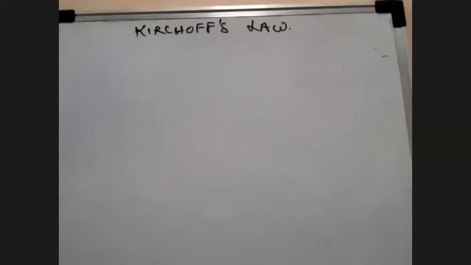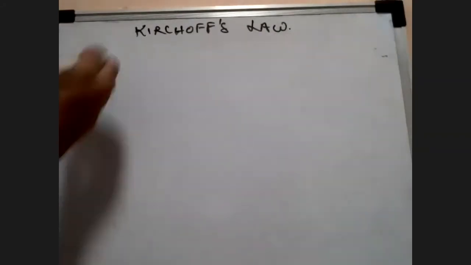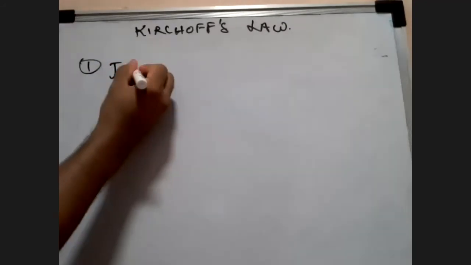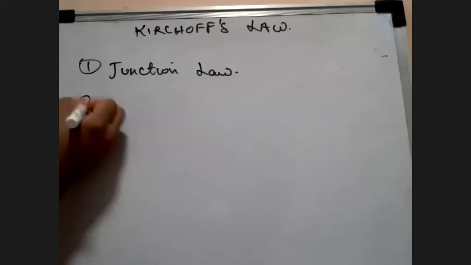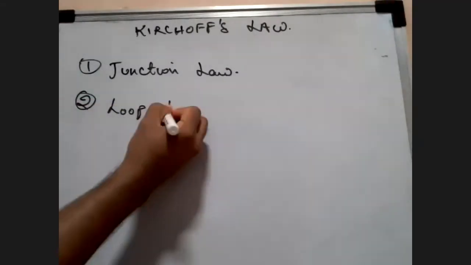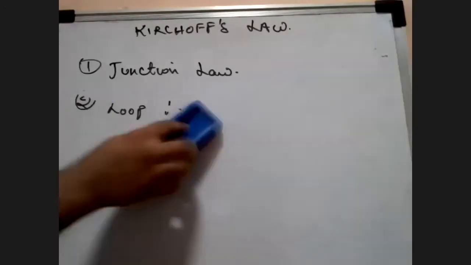We'll study Kirchhoff's law. It has a different pronunciation actually. It's called Kirchhoff, but we'll call it KVL or KCL. That's the best way to pronounce it, short forms. There are two basic laws in this. First is the junction law. Second is the loop law. We will study the junction law in the beginning.